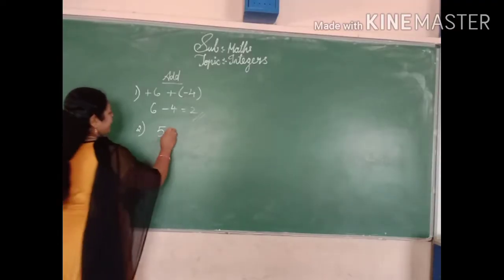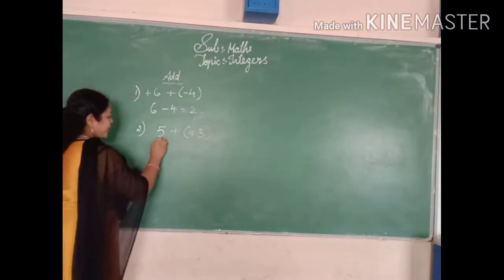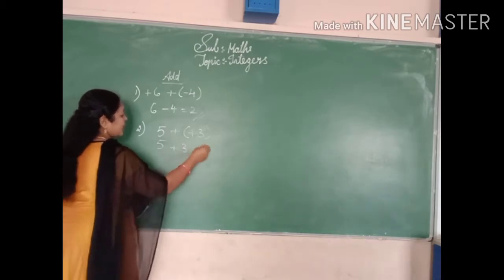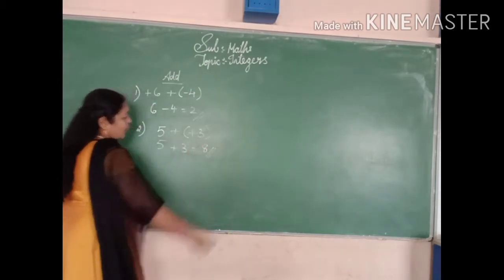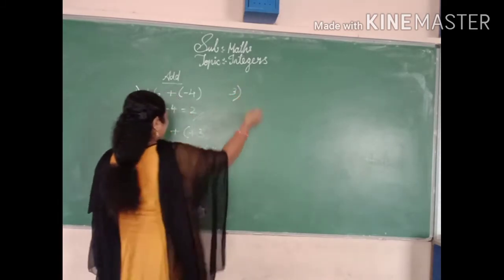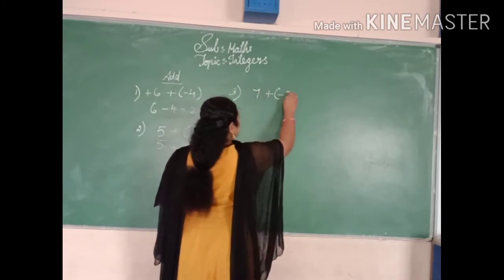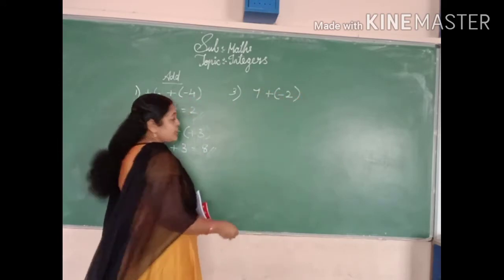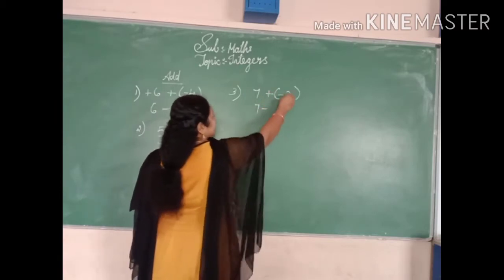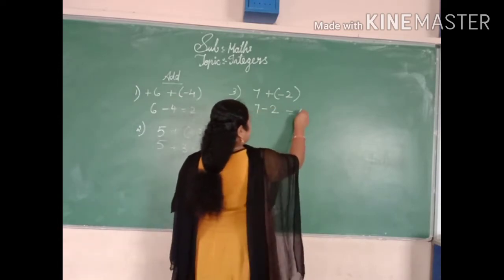Similarly take 5 plus 3. So 5 plus into plus is plus 3, is equal to 5 plus 3, is equal to 8. So here you get the answer. Let us take one more: 7 plus minus 2. 7 plus into minus 2. Therefore 7 minus 2 is equal to 5.